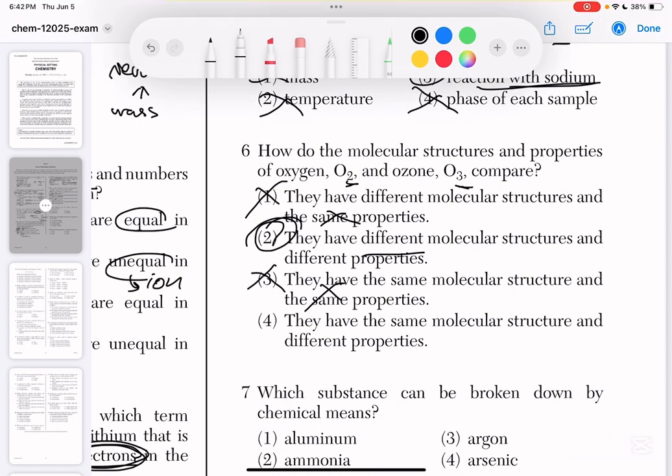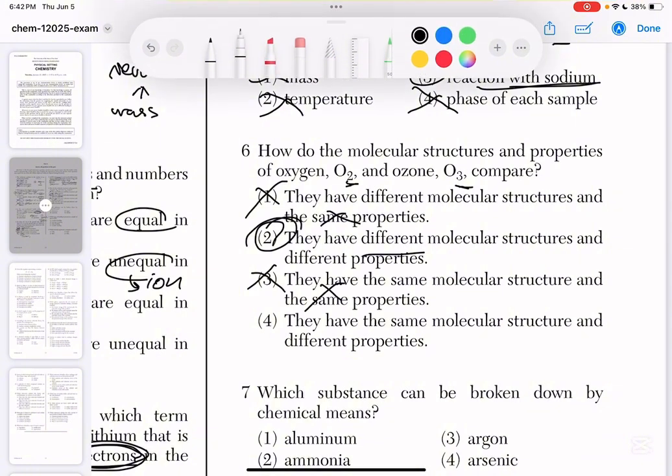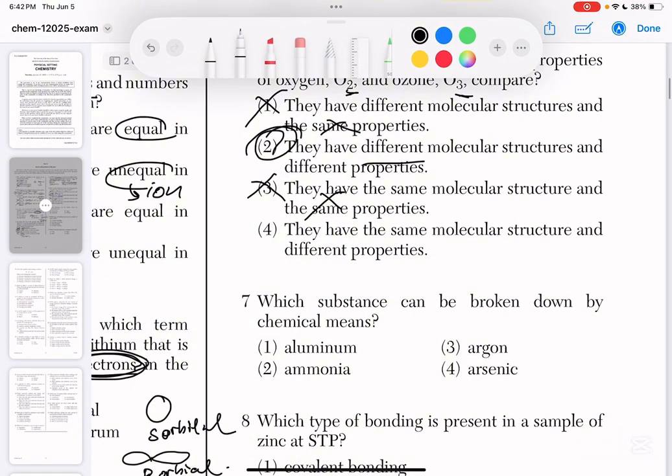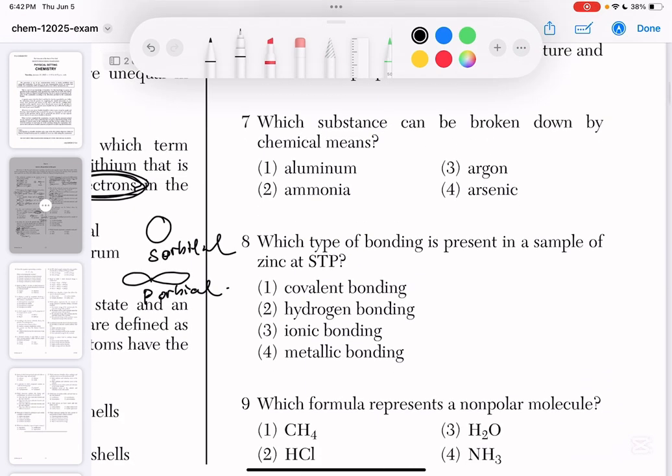Like if you think about graphite and diamonds, they are both carbon, but they're arranged in a different structure, so there's that. And then broken down by chemical means. So this one is Al, aluminum, argon is Ar, arsenic is As, ammonia is NH3. So you can see that this is a compound, so this is the only one that can be broken down because the other ones are all elements.